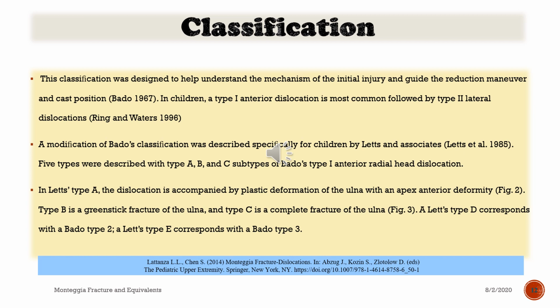Five types were described, with type A, B, and C subtypes of Vardo's type 1 anterior radial head dislocation. In Letts type A, the dislocation is accompanied by plastic deformation of the ulna with an apex anterior deformity, figure. Type B is a greenstick fracture of the ulna, and type C is a complete fracture of the ulna, figure. A Letts type D corresponds with a Vardo type 2, a Letts type E corresponds with a Vardo type 3.